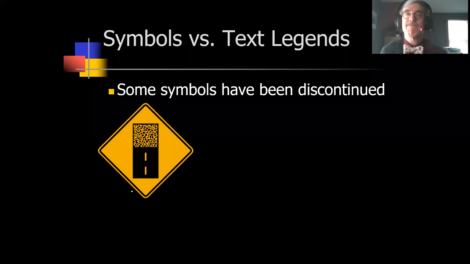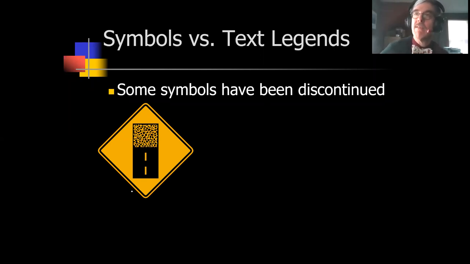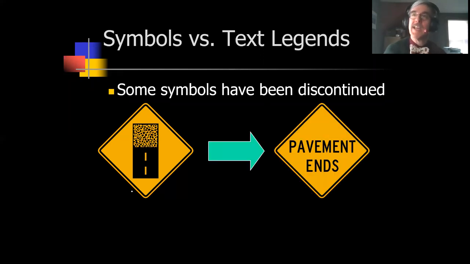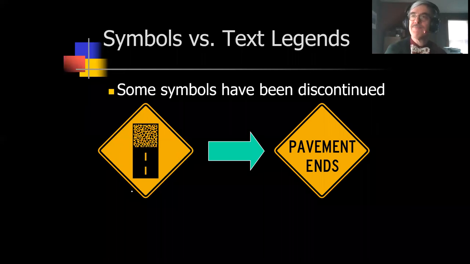There are some that have been discontinued. Does anybody know what that particular old symbol means? It's no longer in the MUTCD. What does it mean? Pavement ends. Somebody knew pretty quick. Yeah, but most of the public doesn't know that. Chip seal ahead, paved or gravel. Essentially it means the pavement ends, but that one's hard to understand. So in that particular case, it's actually better to have text.